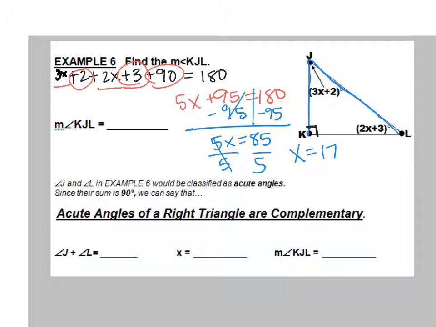So far what I've done, remember, all triangles add to 180. So I take all my inside angles, set them equal to 180, solve for X. Now KJL is 3X plus 2. So I replace X with 17. Simplify to get 53 degrees.